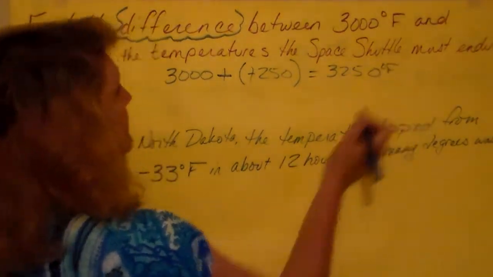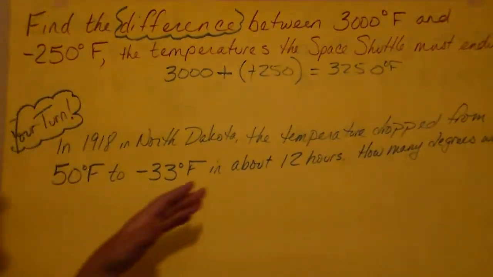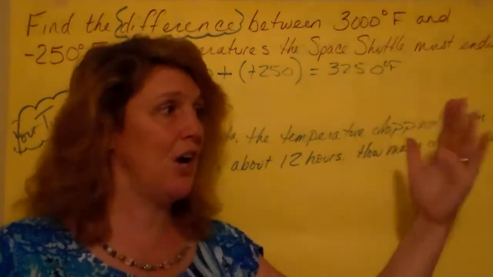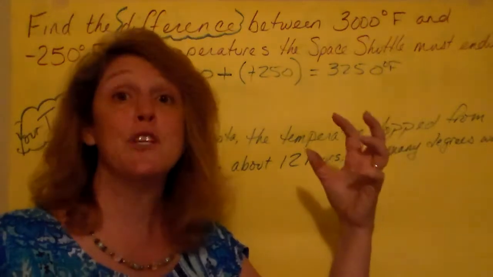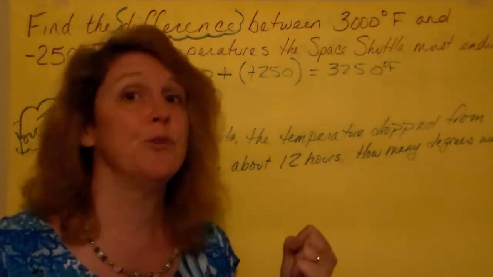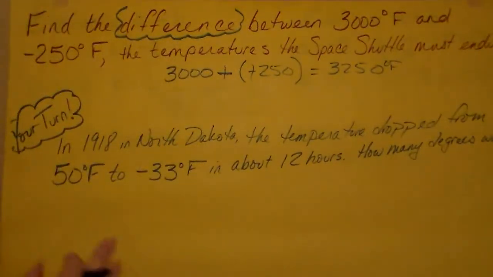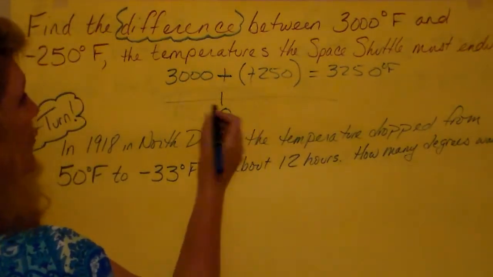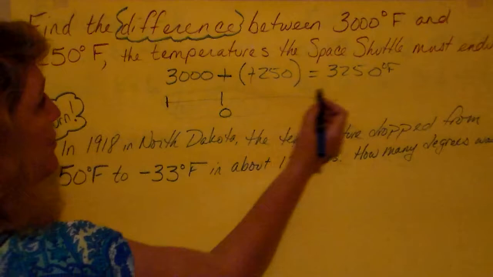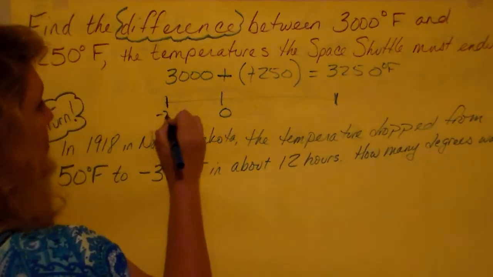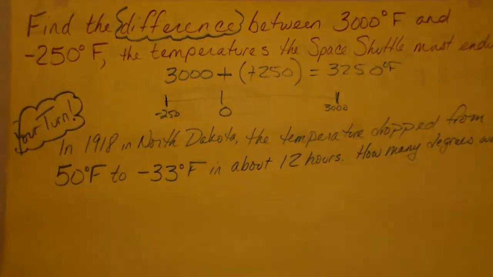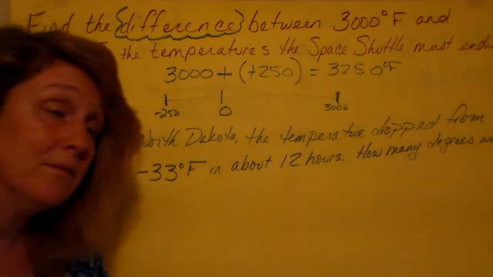Degrees Fahrenheit. This is the span from the bottommost to the topmost, the span of degrees that the space shuttle has to endure. So I wanted to know from this part of the number line all the way to this part of the number line, how many numbers does that make? Okay? You get to try it now.